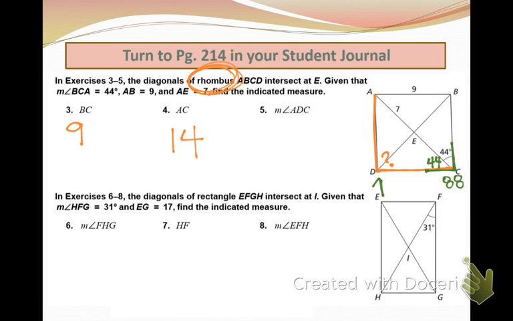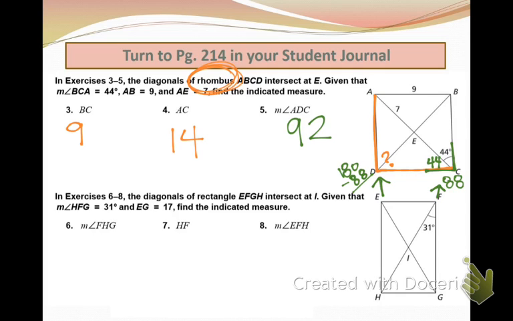What do you know about angles that are consecutive? They're supplementary, which means they add up to 180. So if you have 88 degrees out of 180, it is 92. How many of you got that correct? Did you actually, though? Awesome.